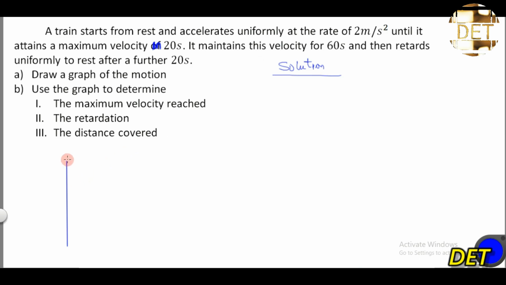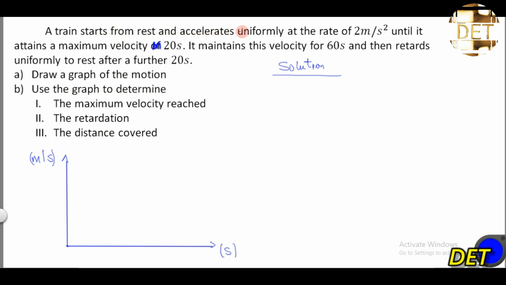So first of all, I will draw my vertical axis and I will draw my horizontal axis, right? So my vertical axis in a velocity time graph represents my velocity, which is measured in meters per second, while my horizontal axis represents time, which is measured in seconds, right? So this is very important. So the question is, a train starts from rest. So this is the resting position.